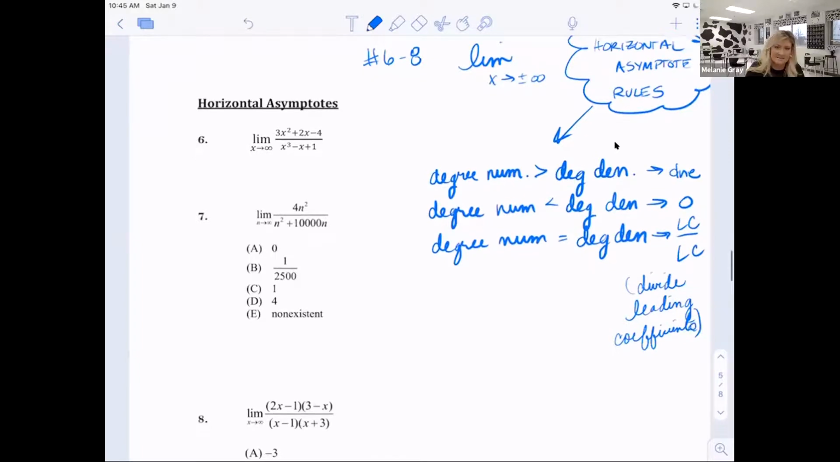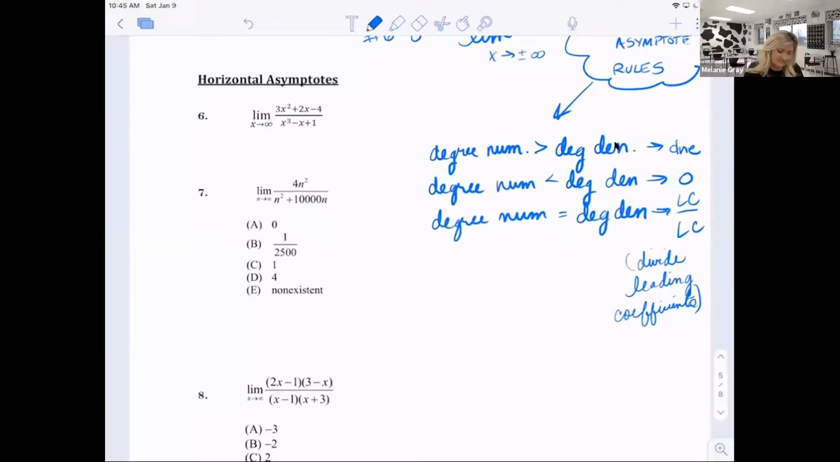So look at number 6. Number 6 says the limit as x approaches infinity of 3x squared plus 2x minus 4 over x cubed minus x plus 1. We want to compare the degree of the numerator, which happens to be 2. The highest power on the variable is 2. That's the degree, in case you've forgotten. And the degree of the denominator is 3. Again, the degree is the highest power on the variable when it's written in standard form. So the degree of the top is smaller than the degree of the bottom. So that means this limit is going to be 0.